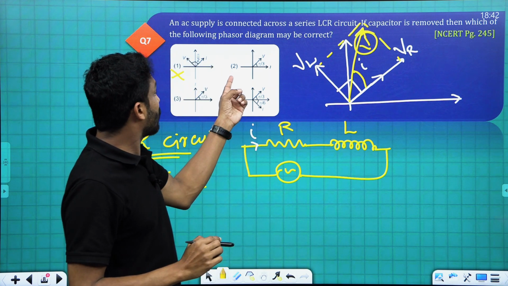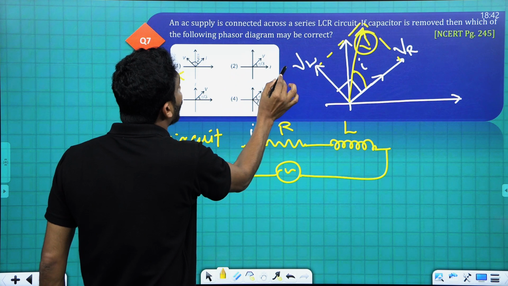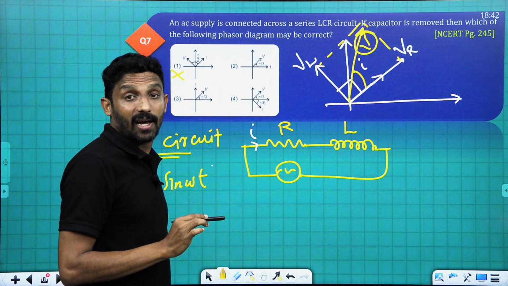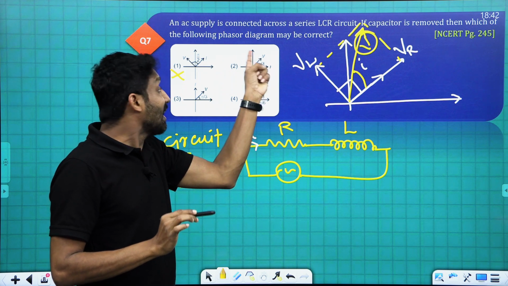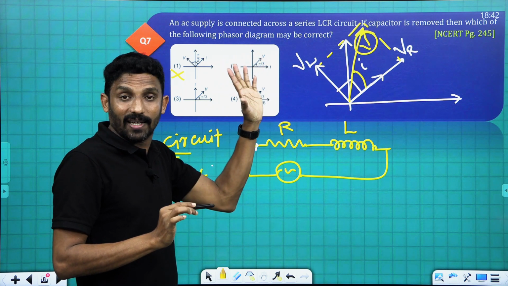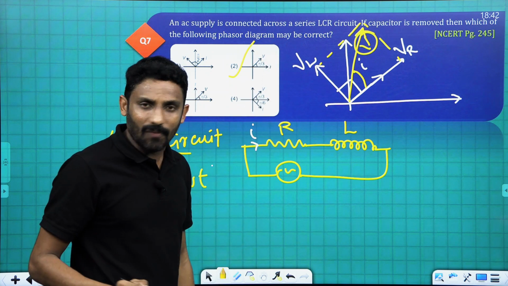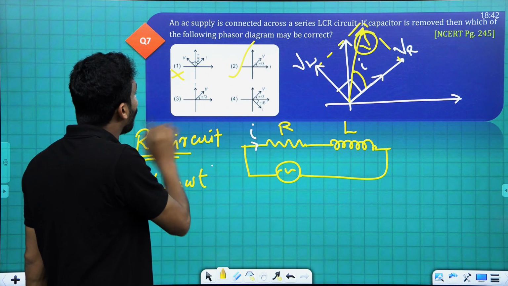Now the second one we check. Here is the current in this direction and voltage in this direction, and there is a 60 degree angle, and voltage is leading, current is lagging. Clear? Now this is the possible graph. This graph is possible. Now what about this one?